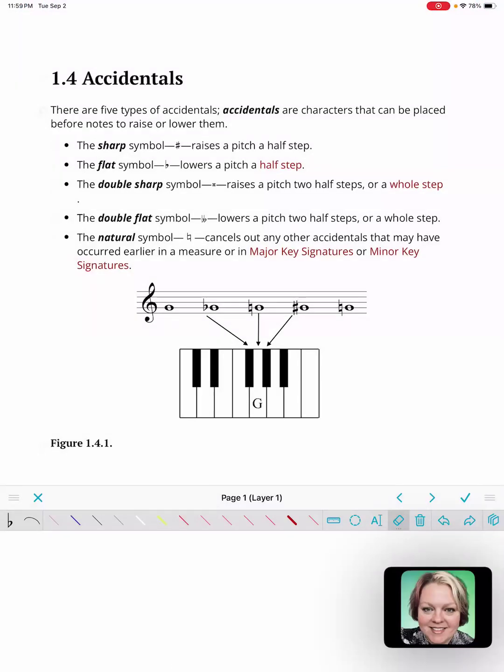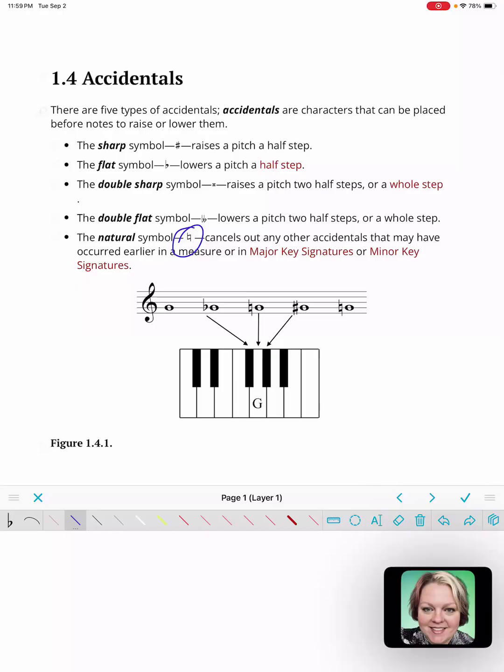It's right here. Oh, what am I writing on? There we go. Ah, there we go. Got it circled. So that little sign goes in front of the note to say, hey, I'm canceling out the previous accidental that was applied to this note.